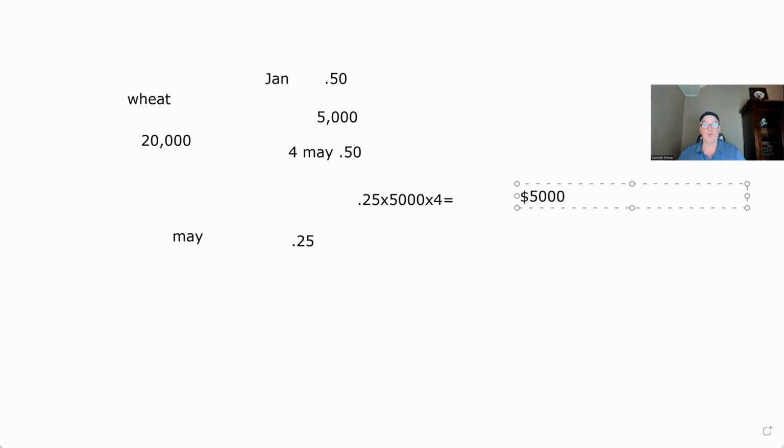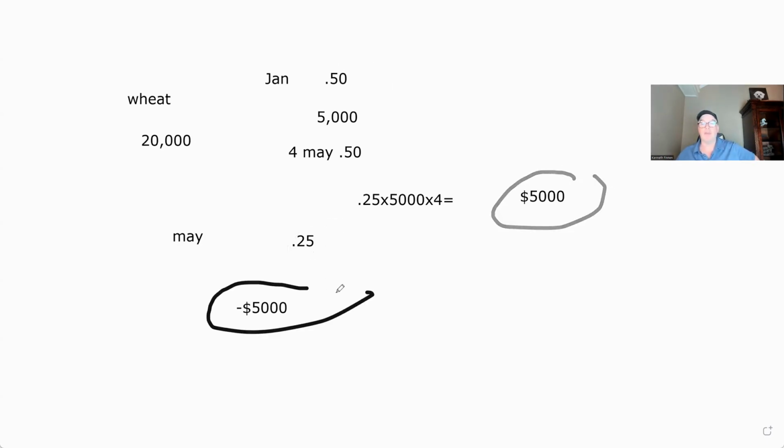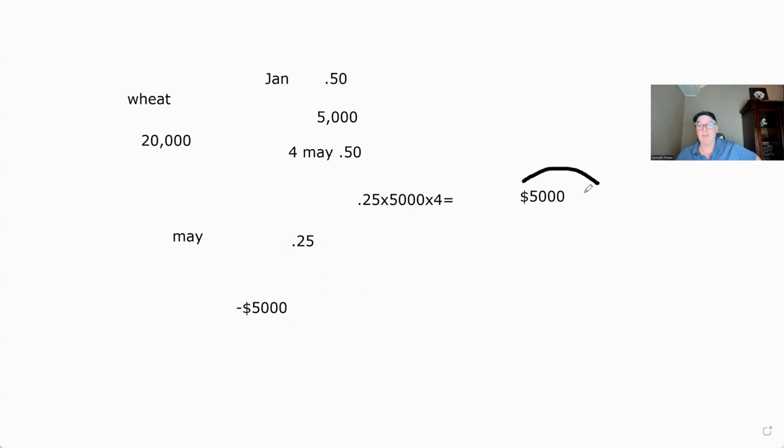And then you'll sell the wheat. Instead of selling it at 50 cents, you'll sell it at 25. So you make 5,000 less than you would have. You could have sold the 20,000 bushels at 50 cents and made $10,000, but here you're only going to make $5,000 on the wheat, and you made $5,000 on the future, and then you're good. So that's what a future is.